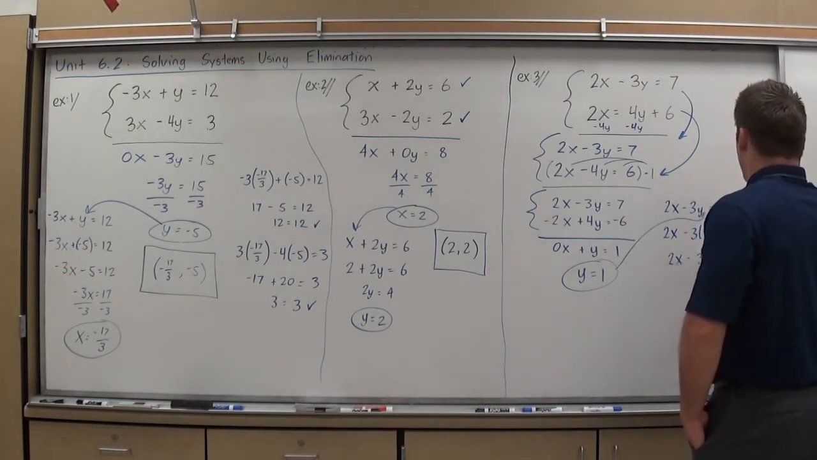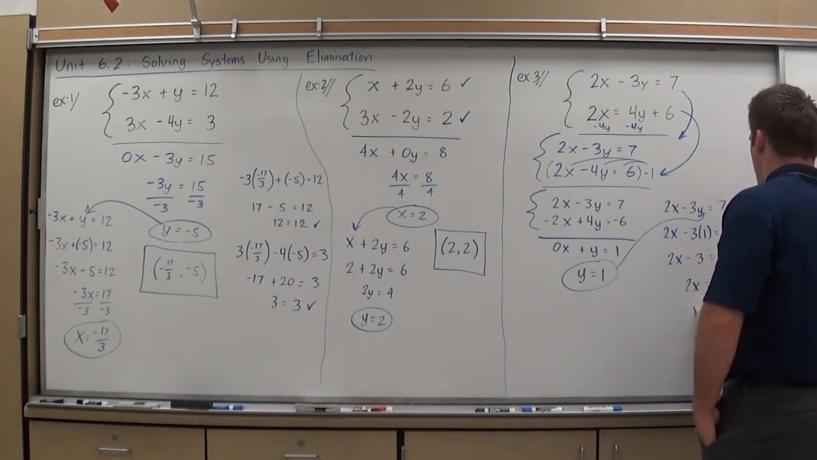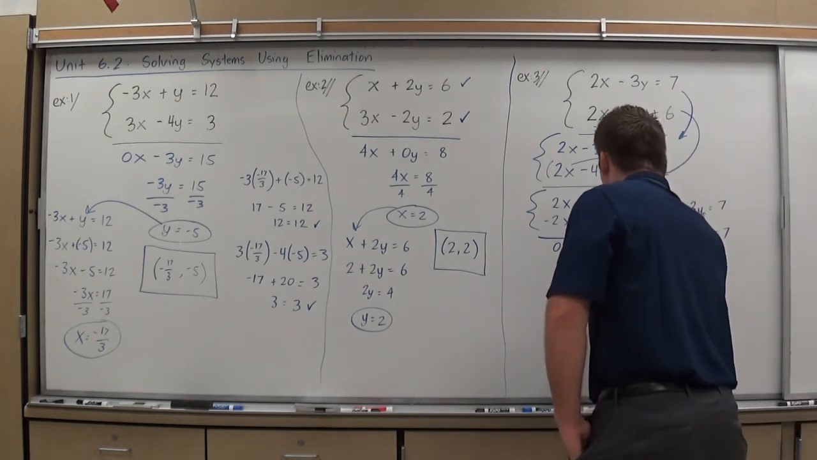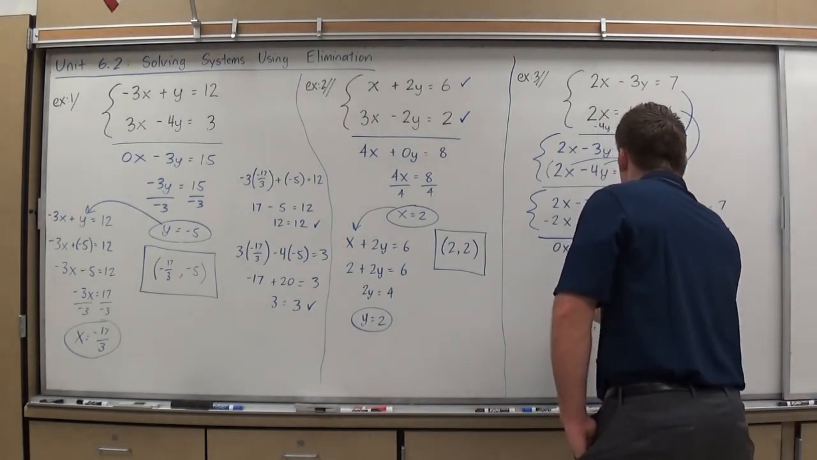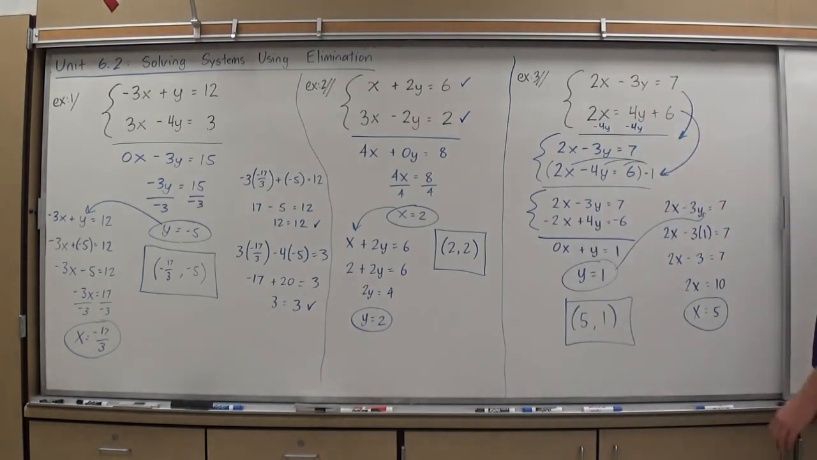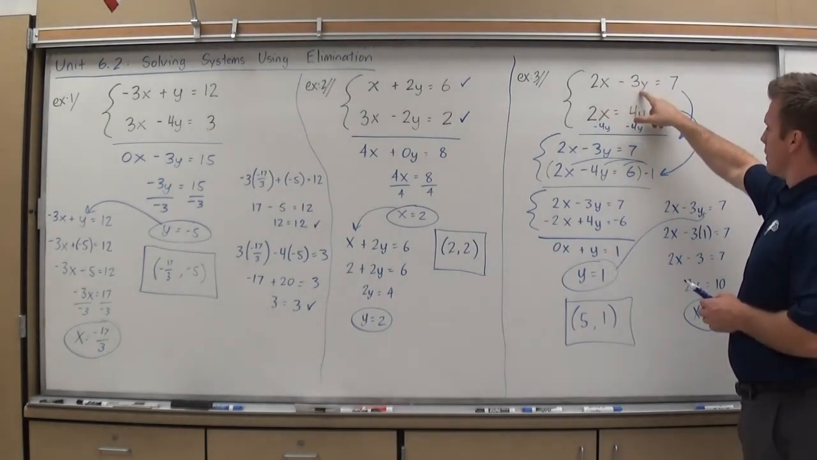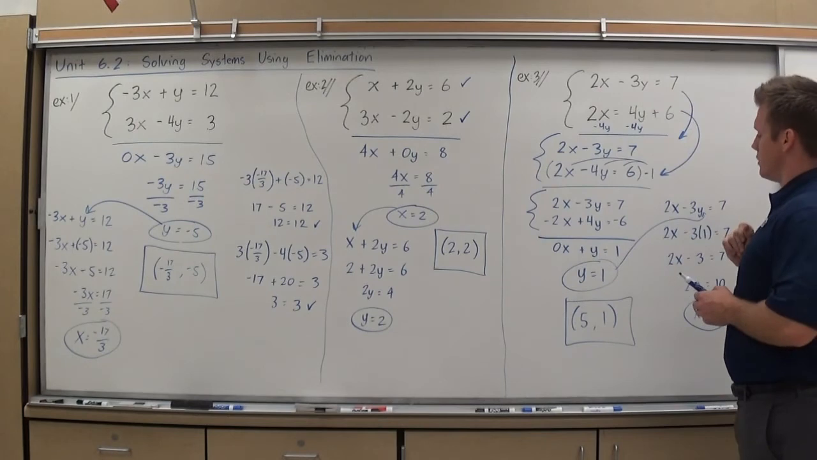3 times 1 is 3. Now I can solve this equation: add 3 to both sides, divide by 2, and x should be 5 and y should be 1. And again, I can check that solution by plugging them in or by graphing the two equations if I want to do it that way. 2 times 5 is 10, minus 3 times 1 is 3, 10 minus 3 is 7, it does work.